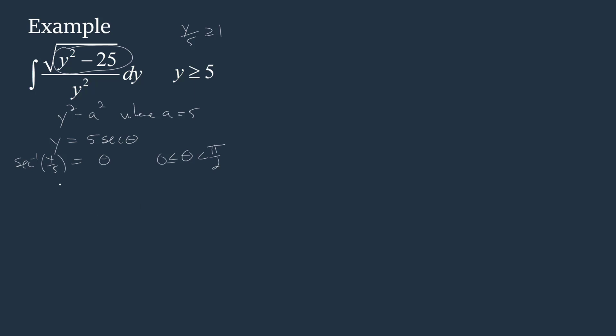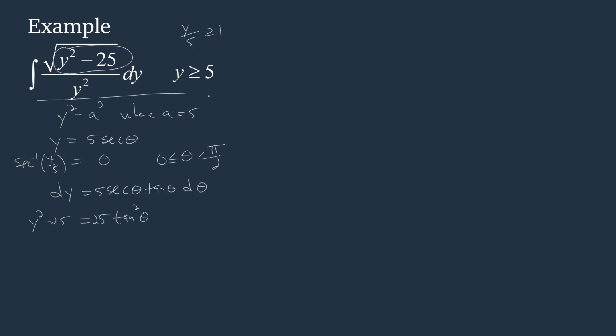Okay, I also need to know what dy is going to be, and that's 5 times the secant of theta, the tangent of theta d theta. And also, I need to know what y squared minus 25 is. I'll do that simplification right here. From the previous work I've shown you, that has to be 5 squared, which is 25, times the tangent of theta squared. Okay, so just plugging everything in.